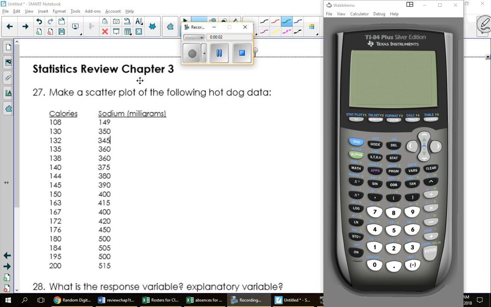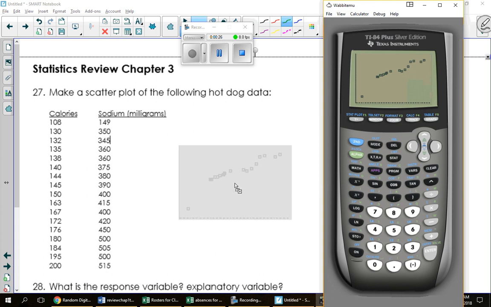So I'm going to look at the Chapter 3 review, and this one says make a scatter plot of this data. I've already got the information entered in my calculator. So now I'm going to make a scatter plot of L1 and L2 and make sure I don't have a graph on here, hit zoom 9.